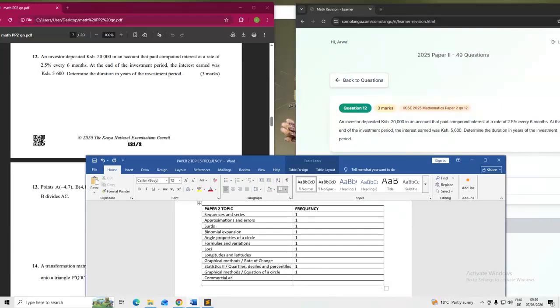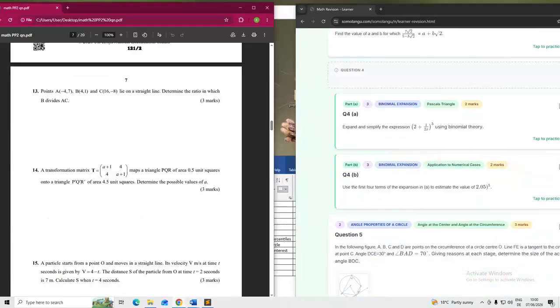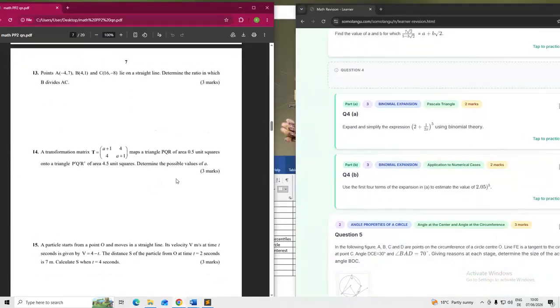So we have commercial arithmetic, compound interest. This is also the first time that this topic is being tested in this paper. We move on to question number 13.